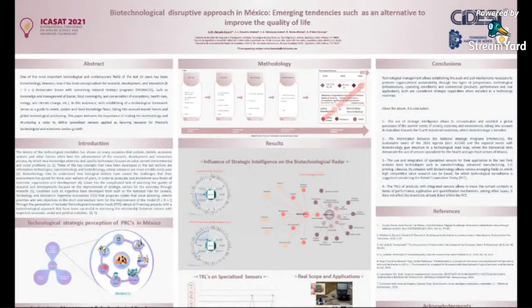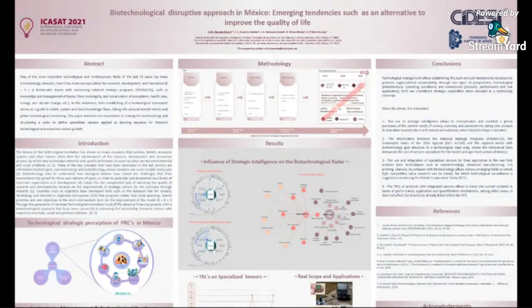The third, the use and integration of specialized sensors for their application in the real field includes various technologies, advanced manufacturing, 3D printing. Likewise, its cohesion with biotechnology allows various emerging fields on which high competitive value research can be based, for which technological surveillance is suggested considering the Patent Cooperation Treaty (PCT).